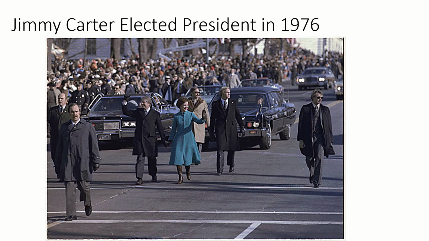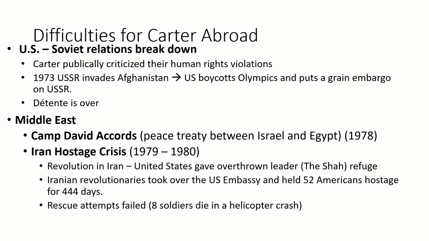He sees himself as a man of the people. He sees himself as a peacemaker, so he immediately sets out to try to accomplish that. However, Carter's presidency is immediately going to be met with problems. Carter is going to publicly criticize the Soviet Union in a way that Richard Nixon did not, which led to a breakdown in U.S.-Soviet relations. In 1973, the Soviets invade Afghanistan, and Jimmy Carter decided to boycott the Olympics as well as put a grain embargo on the USSR. And so essentially under Jimmy Carter, détente will be over and tensions are going to rise again between the major powers.